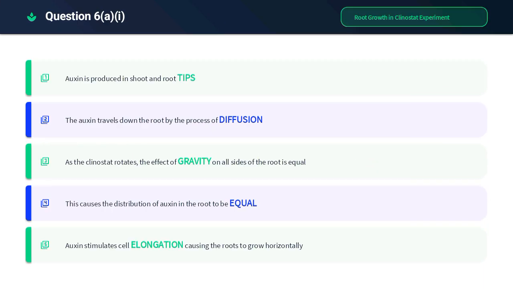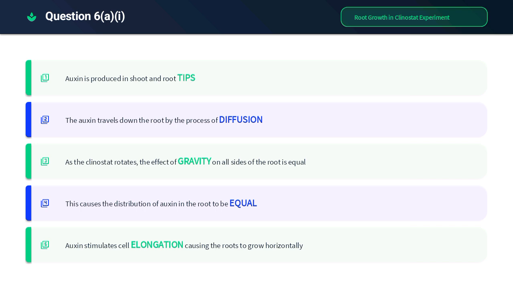Question 6, Part A, Part 1, presents a clinostat experiment with maize seeds. We need to complete several sentences explaining the root growth. Let me read through the complete answers. First, auxin is produced in shoot and root tips. Auxin is a plant hormone produced at growing points.